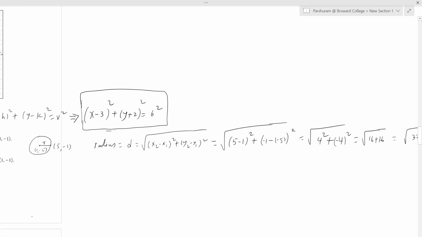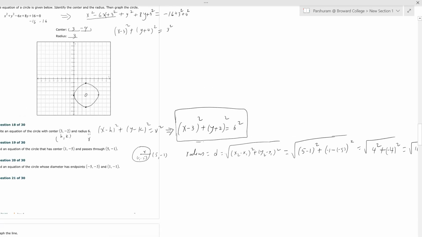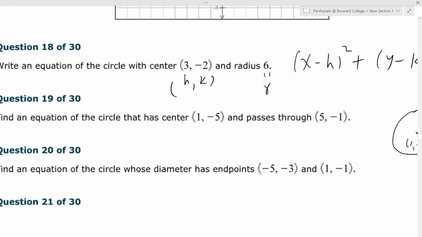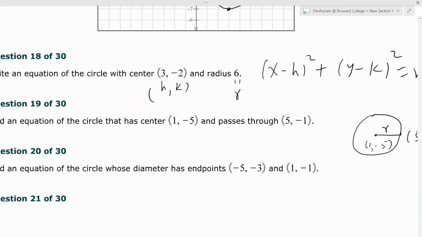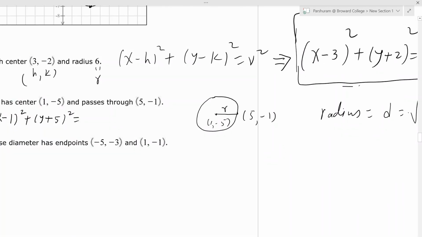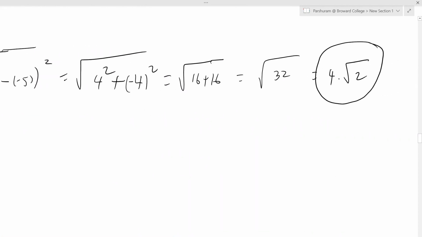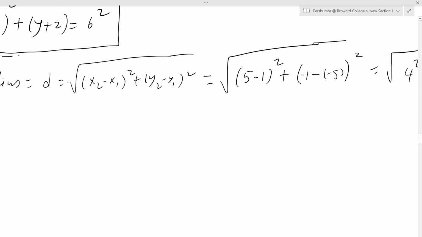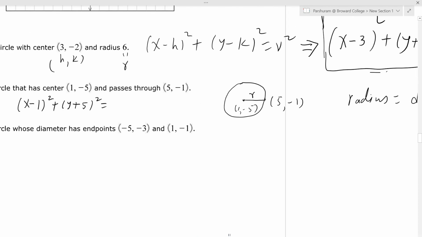So now to find the equation of the circle, we can use the center, which is given at 1, negative 5. So x minus h squared plus y minus, because there is a minus for the center y coordinate, so that becomes y plus 5 squared, equal to r squared. As you can see, the radius is the square root of 32, so the square of this number is 4 squared times 2, which is 32. So eventually the equation would be this one. So this is the equation of the circle.